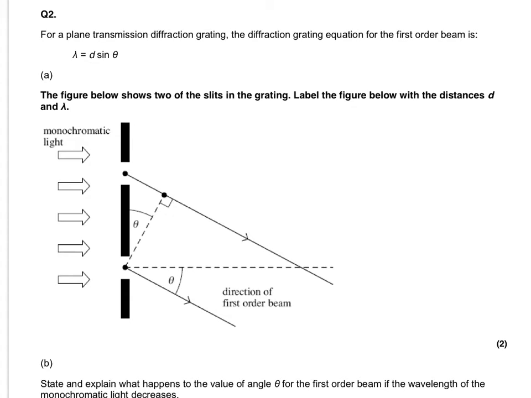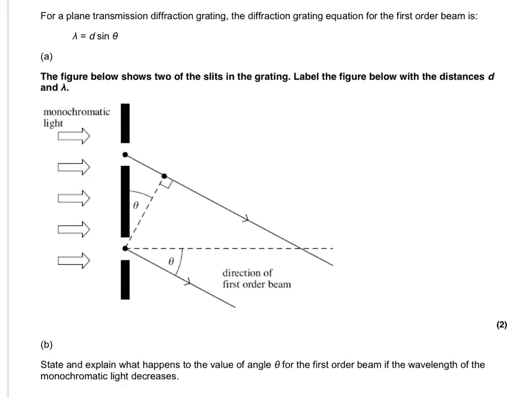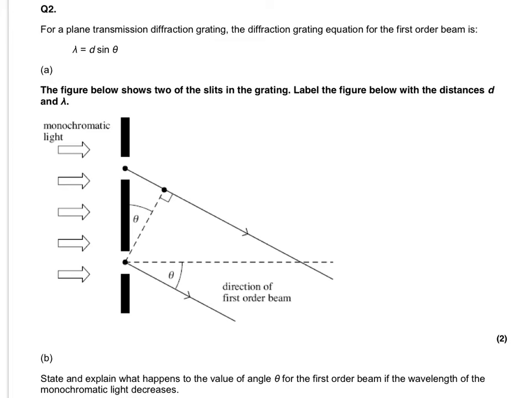So in this video, I'm going to move on to question 2 of the assessment. We're going to be looking at the diffraction grating equation questions. First thing to look at is our diffraction grating equation, which you can see right up here at the top. We're looking at the first order here, so that's why the n has disappeared from the equation. We've got two slits, zoomed in, and it wants us to label the distances d and lambda.